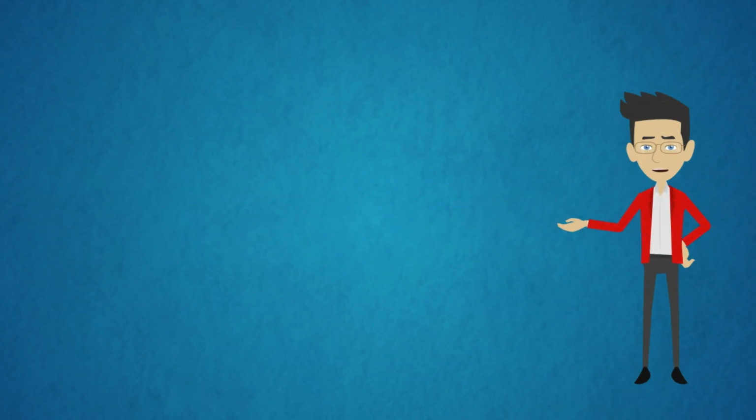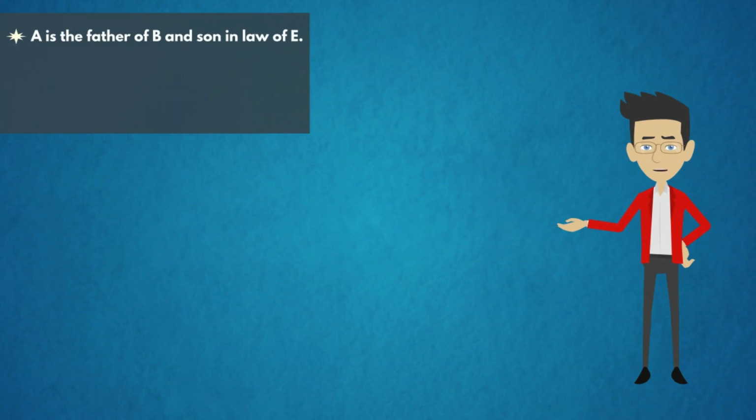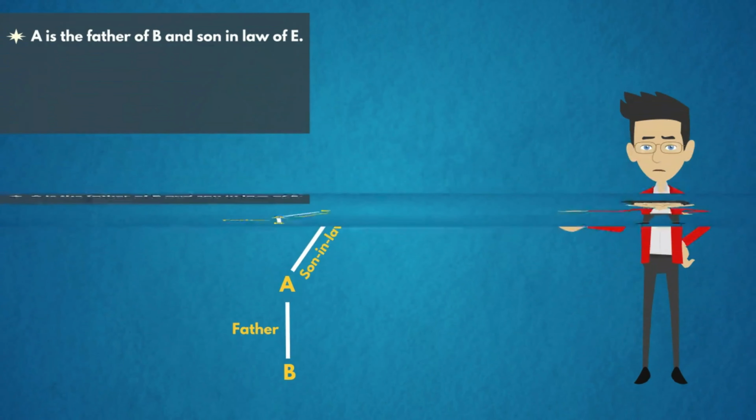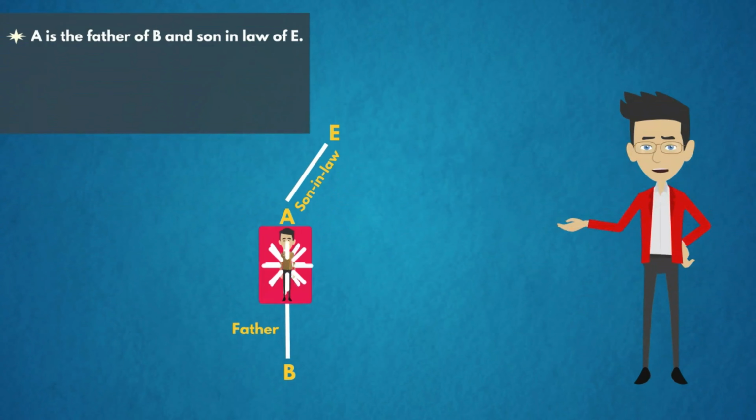Let's solve the problem from the given information. In the question they given that A is the father of B and son-in-law of E. Here A is a male person and we don't know the gender of B and E. So gender of B and E can be represented with a question mark.